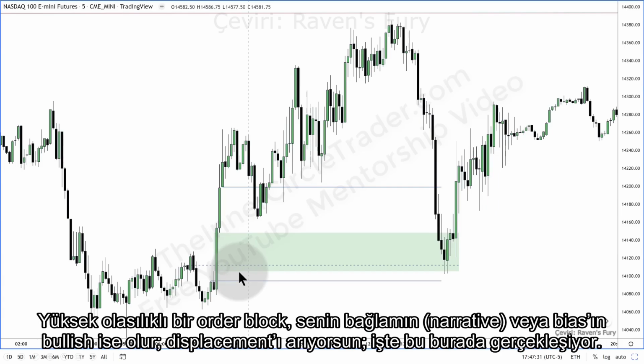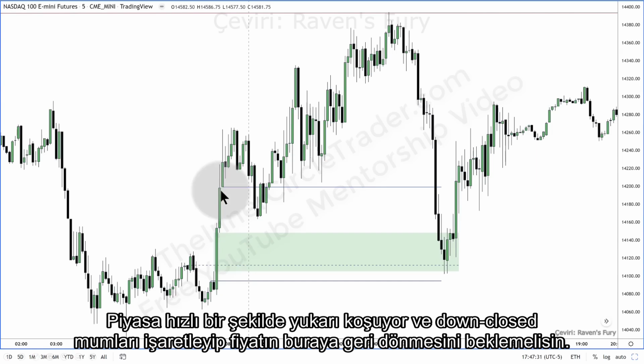So a high probability order block would be your narrative where your bias is bullish. You're looking for displacement. That's this right here, where the market runs real quick higher. And the down closed candles, you want to mark that out and anticipate a return back into that.